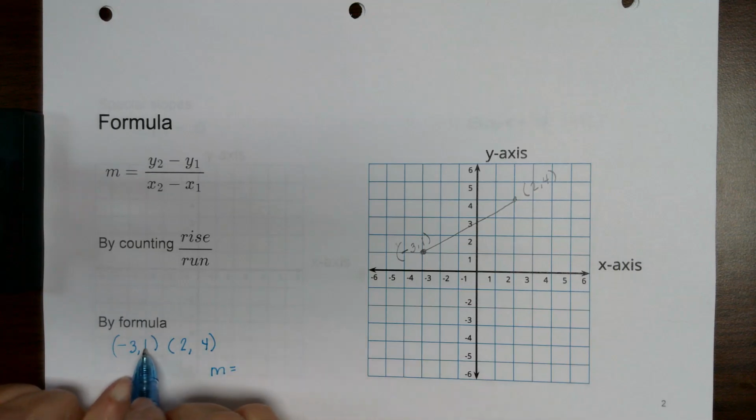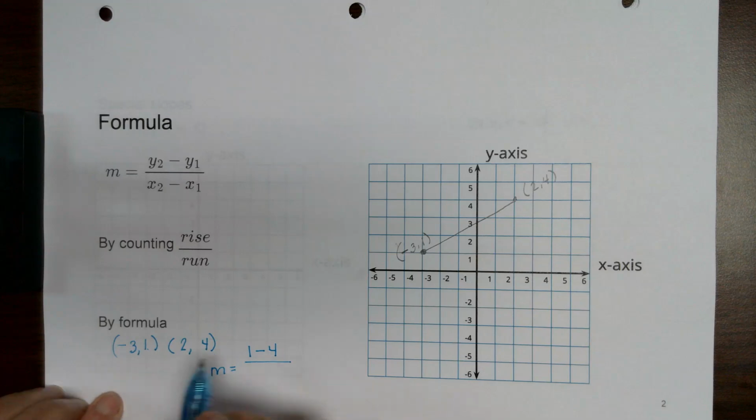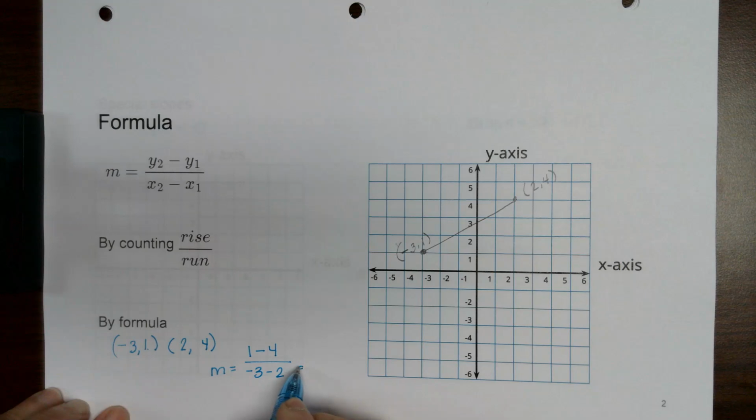So on the top I'm going to do the difference in the y's. I have 1 minus 4. Now if I start with 1 on the top, I also have to start with a negative 3 on the bottom. So that's going to give me a negative 3 over a negative 5, which is going to be 3 over 5. Now that's using the formula.